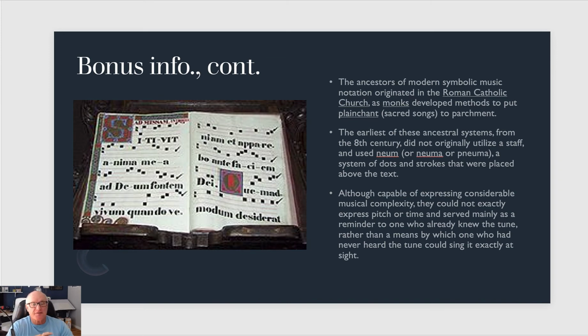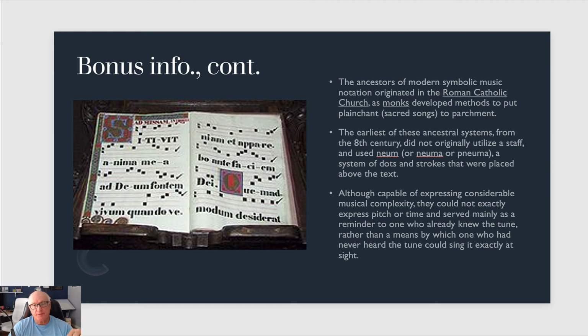The ancestors of modern symbolic music and the notation originated in the Roman Catholic Church, as monks developed methods to put plain chant, the sacred songs, to parchment. Now, that was because they had to memorize 365 days of different music for each day, sometimes 3 and 4 and 5 different services a day. And so the earliest of these ancestral systems from the 8th century didn't really utilize a staff. It used a neum or a pneuma, a symbol of dots and strokes that were placed above the text.